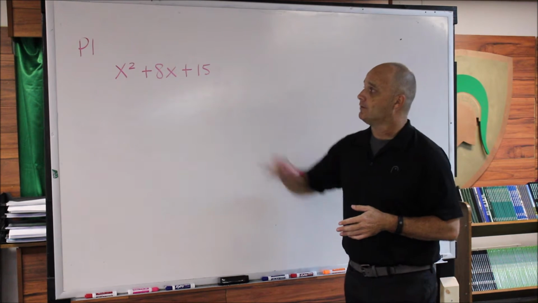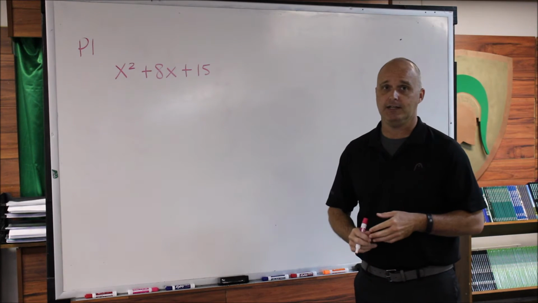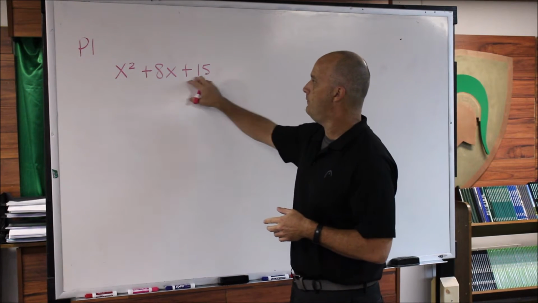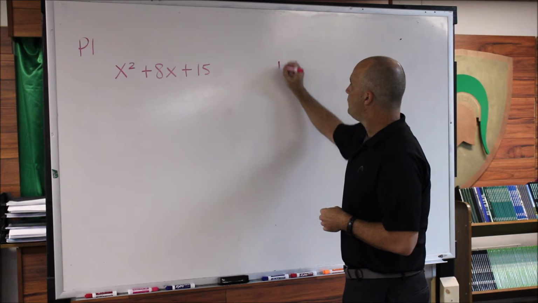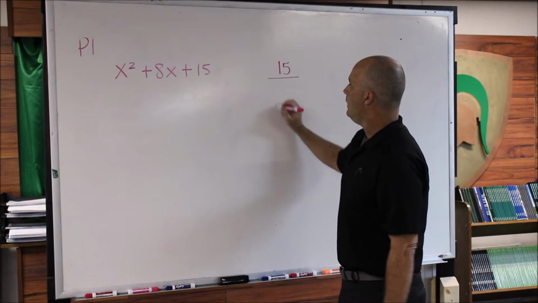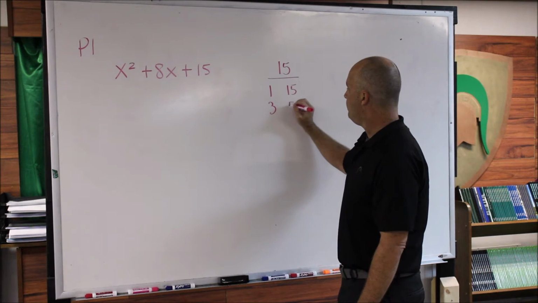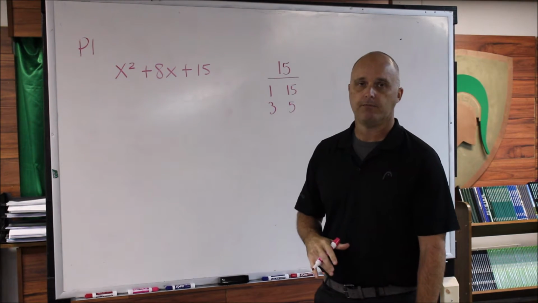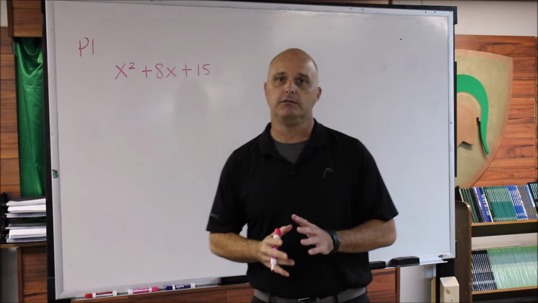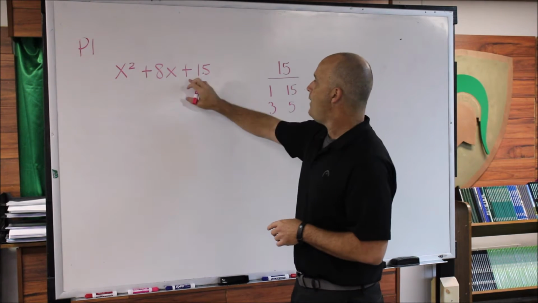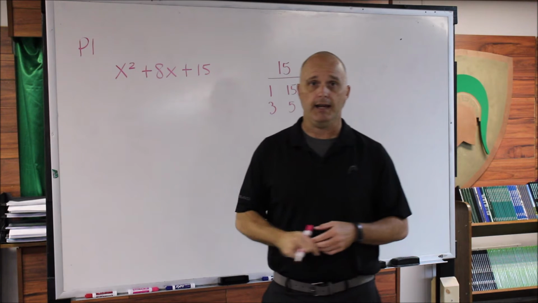If we're given x squared plus 8x plus 15, what we're going to do is take the factors of 15. So I'm going to write those down over here. We're going to have 1 and 15, we're going to have 3 and 5, and then that's going to be it. So what we're looking to do is figure out what are the factors of 15 that add to the number 8.